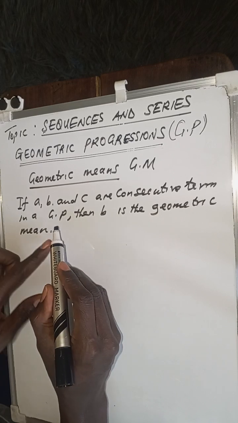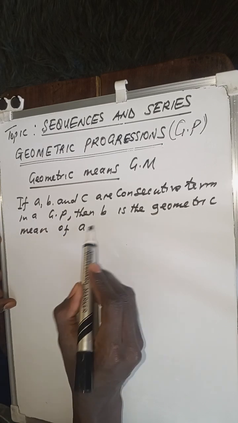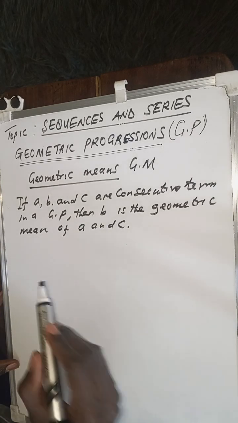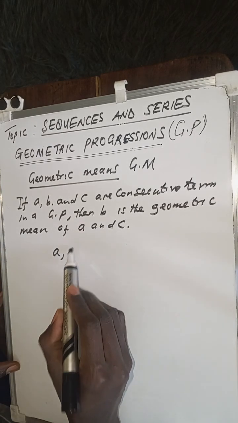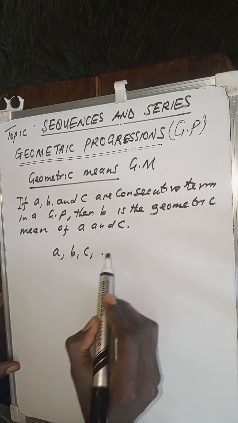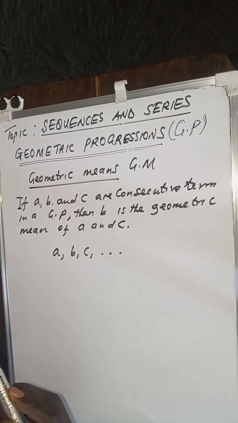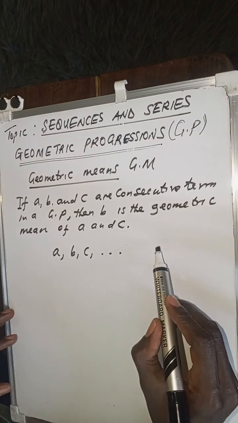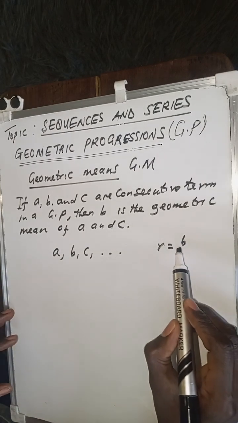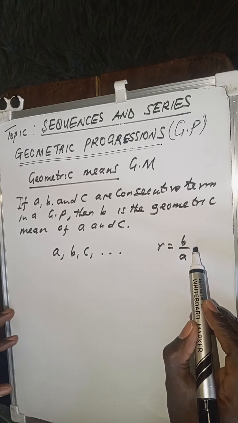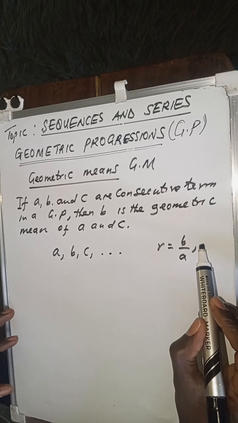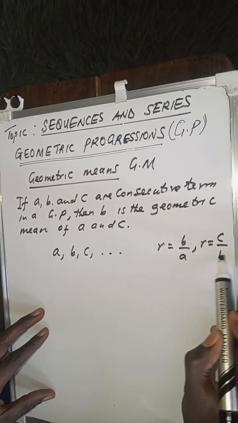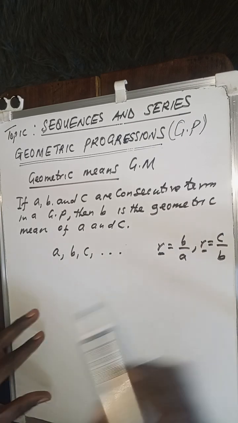So it's the geometric mean of A and C. Now, what do I mean? Well, look at this one. You have A, B, C. If this is in a geometric sequence, a GP, and they are following each other, how do you get your common ratio? Well, for you to get the common ratio, you can simply say B over A. It should also be the same. The ratio will also be the same even if you say C over B. So the answer you get will always be the same.